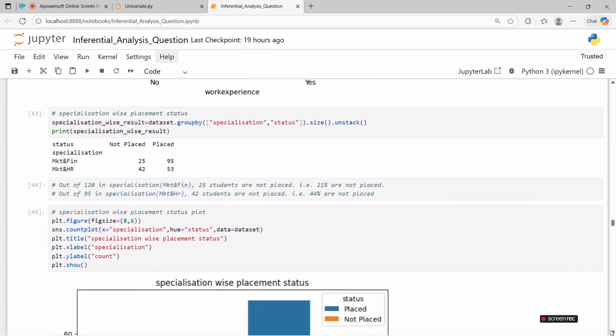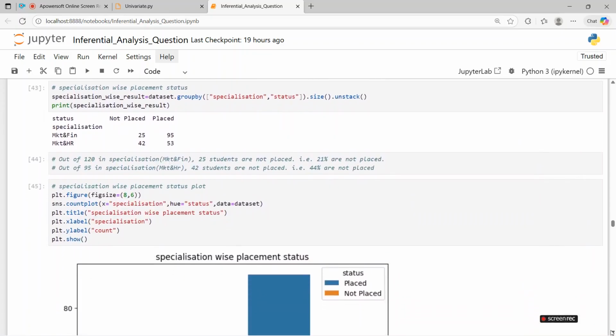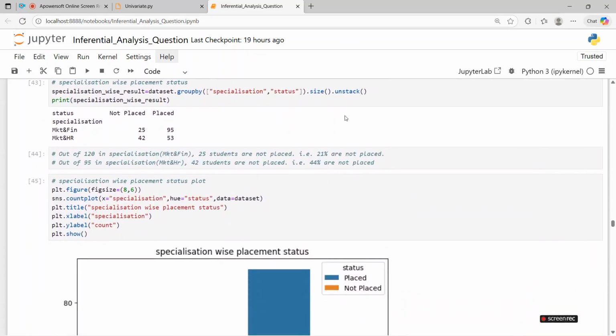So the next column is the specialization column. So we are grouping by specialization and status, using dot size for counting the number of occurrences and dot unstack for the tabular format. So here we have two specializations, market and finance and market and HR. So out of 120 in the specialization market and finance, 25 students are not placed. That is 21% are not placed.